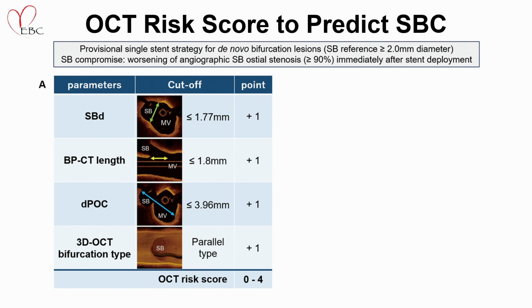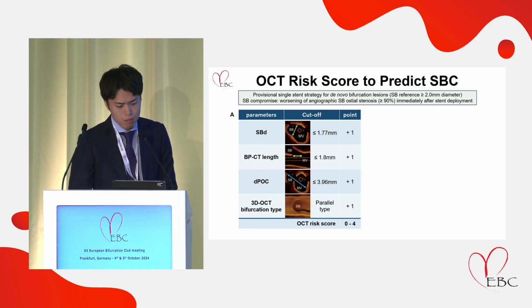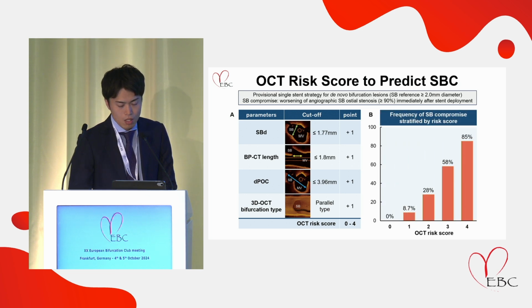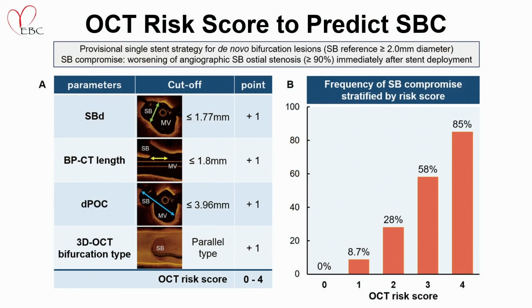This slide shows how we developed the OCT risk score to predict side branch compromise. We assigned 1 point to each 3D geometric parameter less than or equal to the cutoff value and to parallel type bifurcation. The score was calculated by summing these points. As you can see in the right graph, a higher risk score results in a higher frequency of side branch compromise.